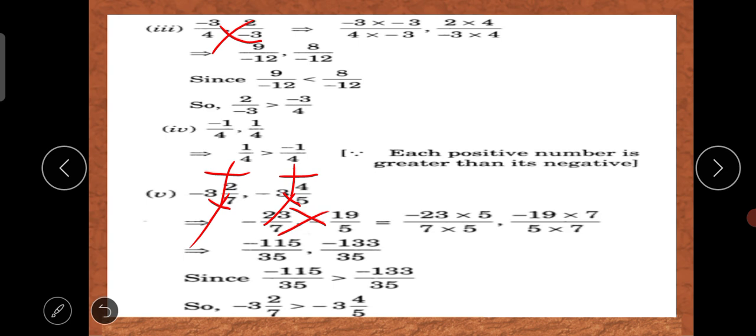Now both numbers are negative. So when we compare negative numbers, we know that bigger numbers are always smaller because they are far away from 0. So which number is greater here? That is minus 115 upon 35.